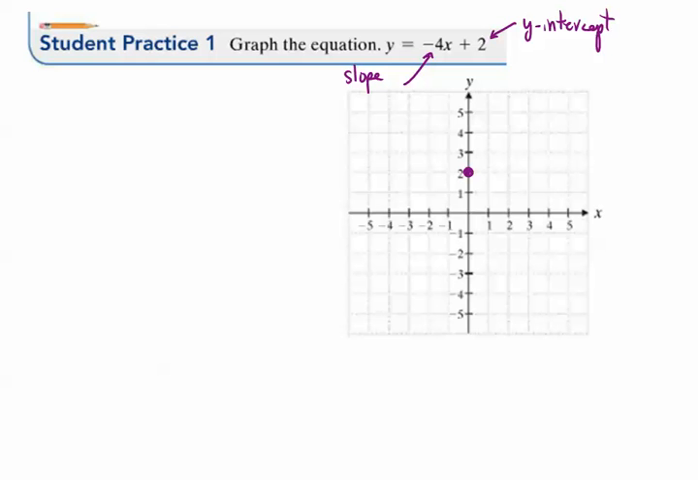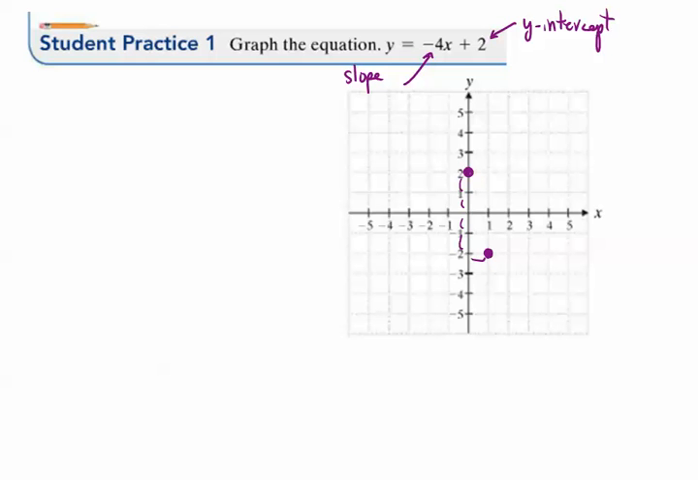Any number divided by 1 is itself. So negative 4 means we're going to go down 4. We take 4 steps. So that would be 1, 2, 3, 4 steps. Then we're going to go right 1. We always move from left to right, and we would put our point there. Now I'm going to erase those steps. It's not 4. You don't go down 4.